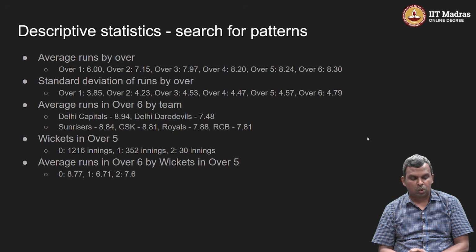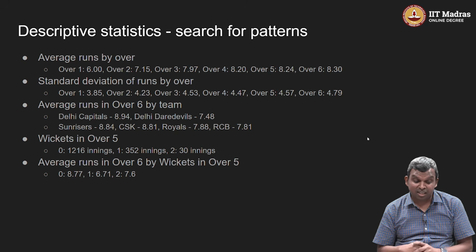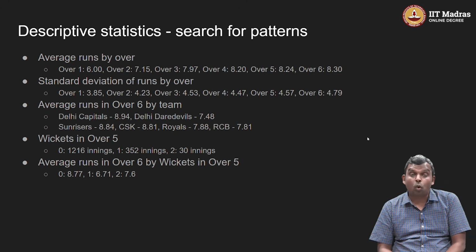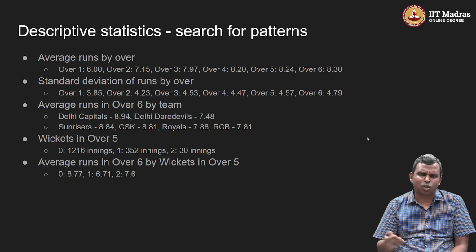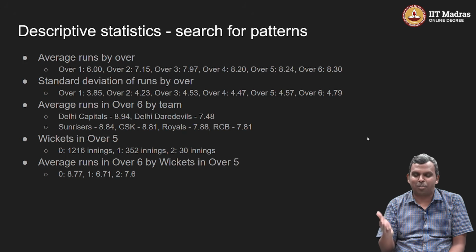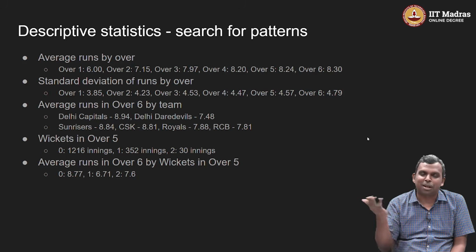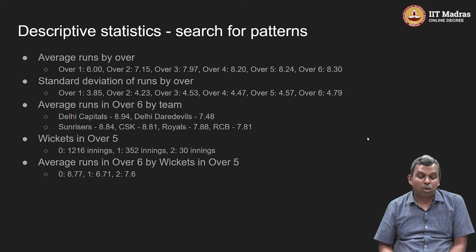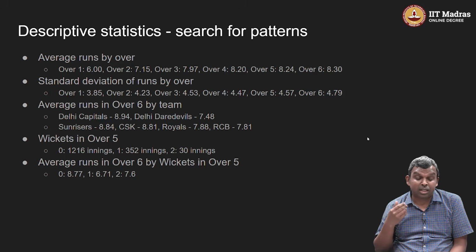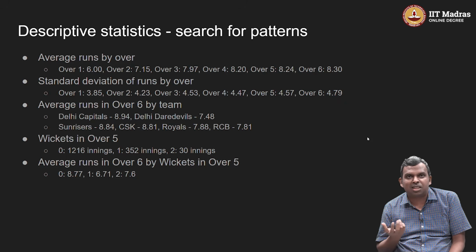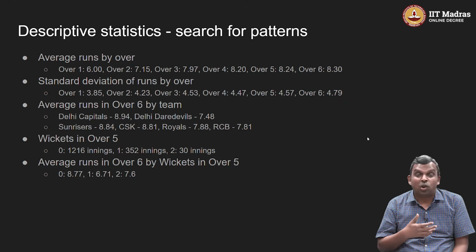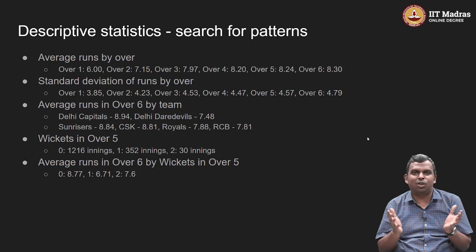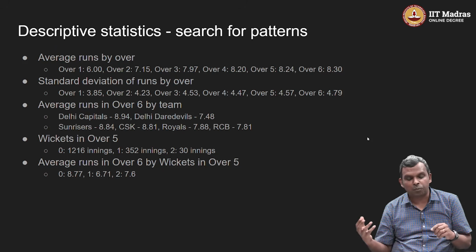Another interesting thing is average runs in over 6. Over 6 is sort of like the best over in the power play, at least as indicated by the average. So maybe you want to look at average runs in over 6 by the team. And then we can conclude which are the better teams, which are the not so good teams, or are all the teams roughly okay, or are there some teams just so terrible, etc.